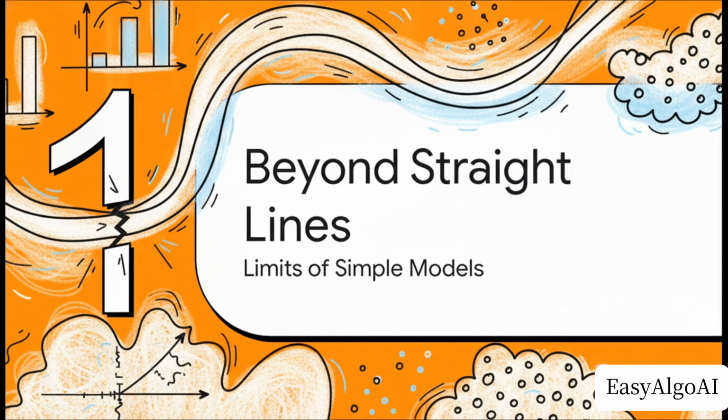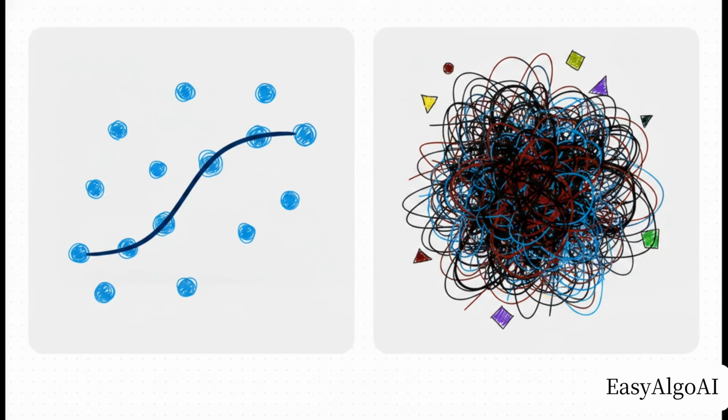Section 1. Beyond the straight line, the limits of simple models. A straight line is rigid, and when the underlying phenomenon you're trying to predict is fluid and complex, well, rigidity is your enemy. Now, you might be thinking, hey, just use polynomial regression, and you'd be absolutely right, up to a certain point. If we have a simple one- or two-dimensional dataset, we can easily toss in some squared or cubed terms to bend that line.